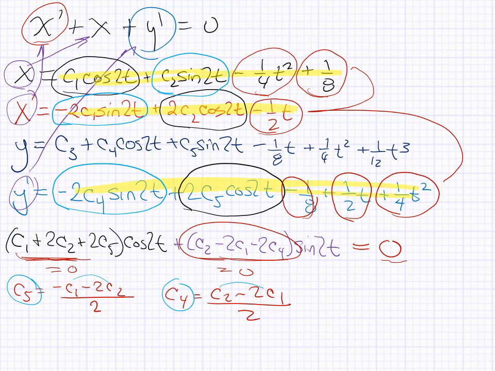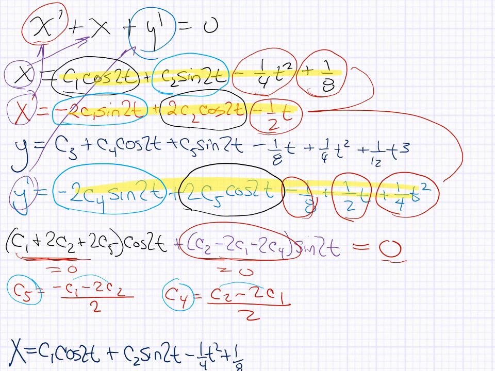Now each one has to be written in terms of both of them, but still we were able to eliminate 2 parameters from our final solution. So our final solution is, we're finally done here. The final solution is x equals C1 cosine 2t plus C2 sine 2t minus 1/4 t squared plus 1/8.